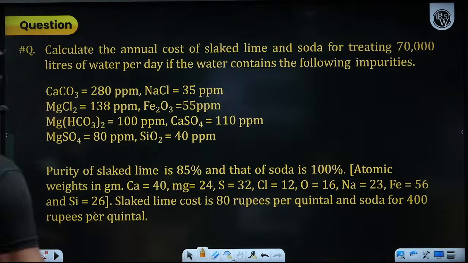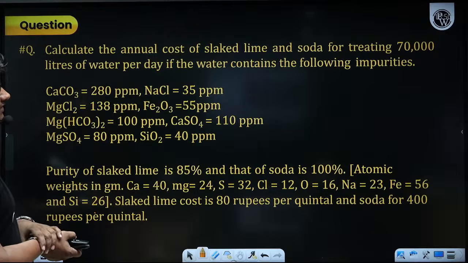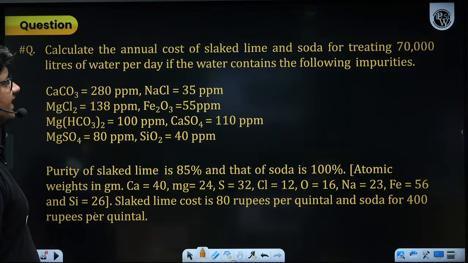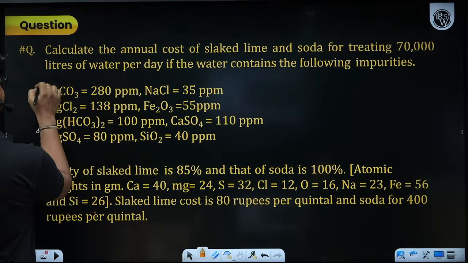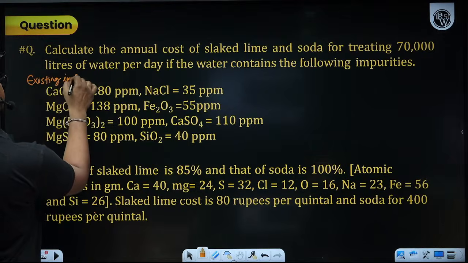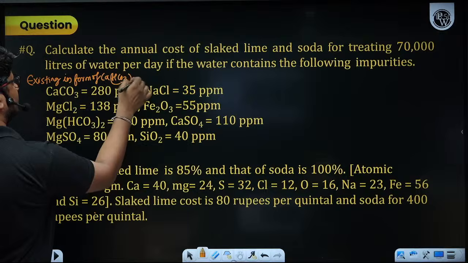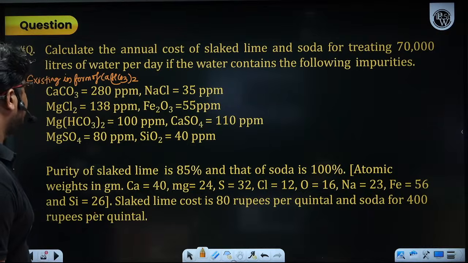Okay. Now see what they're asking. I hope you have completed the reading for this question. Calculate the annual cost of slag lime and soda for treating 70,000 liters of water. So they have given you the discharge, if the water contains the following impurities. Calcium carbonate, that means it is existing in the form of calcium bicarbonate, 280 ppm. NaCl is given as 35 ppm.